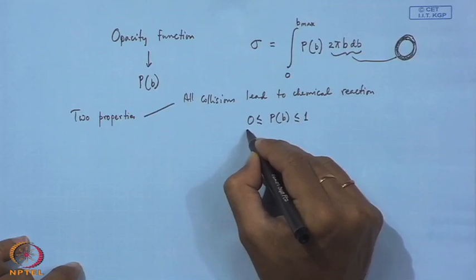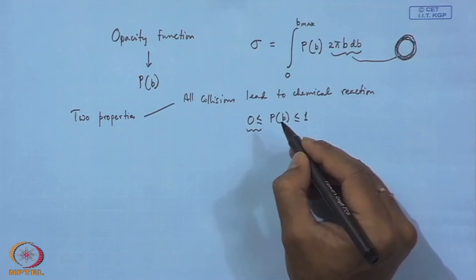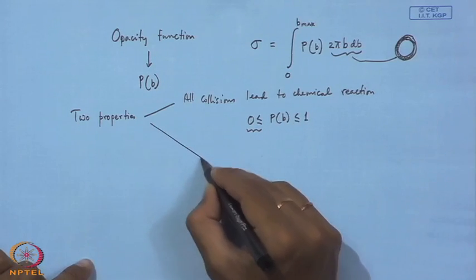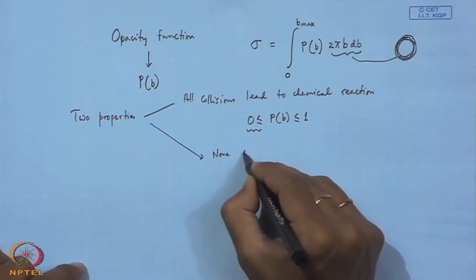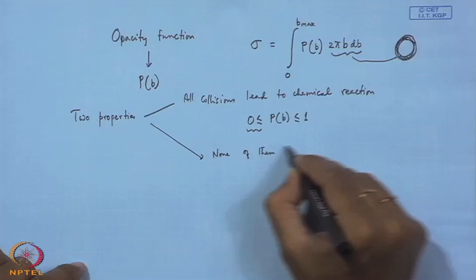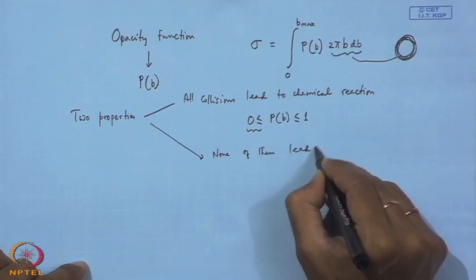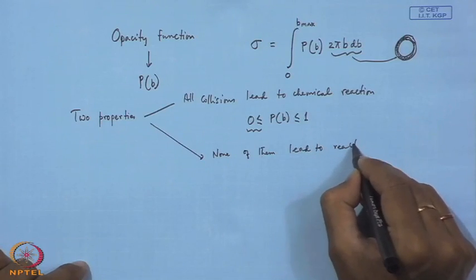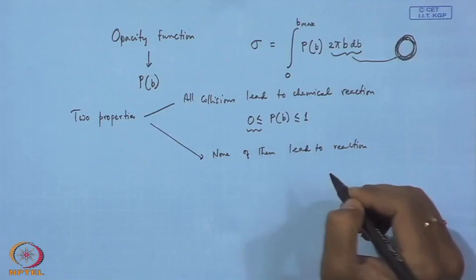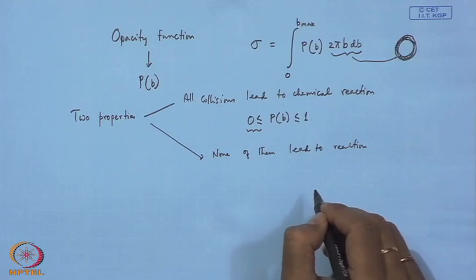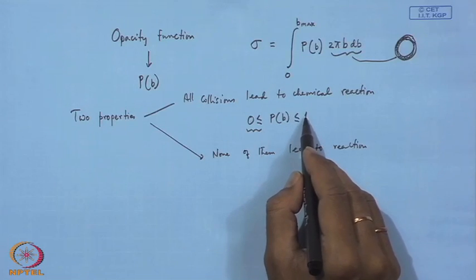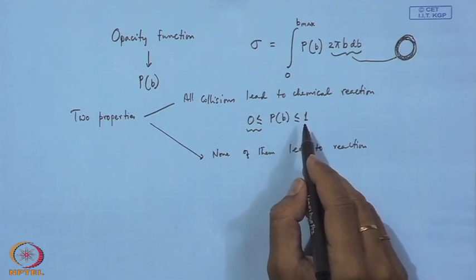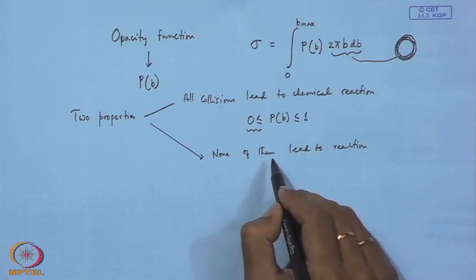I mean, when this is 0, the other possibility is that none of them lead to reaction. So, that is why this range. So, P(b) will range from 0 to 1. If it is 100%, then P(b) will tend to be 1. If it is nothing, then P(b) will be very close to 0.